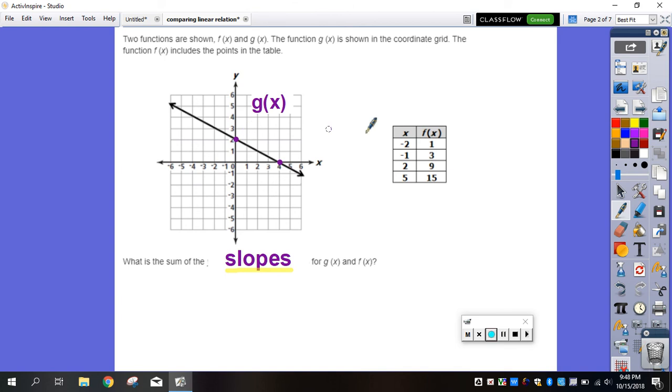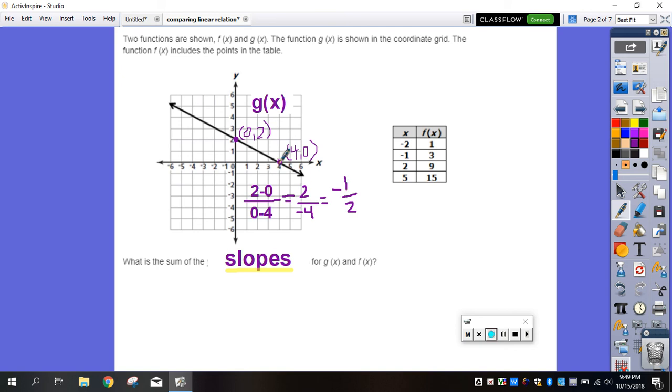This point would be 0, 2, and this point would be 4, 0. And I could plug those into my slope formula, y2 minus y1 over x2 minus x1. I would do 2 minus 0, subtracting my y's, 0 minus 4, subtracting my x's. And once I simplified that, 2 minus 0 is 2, 0 minus 4 is negative 4. Reduce that and you get negative 1/2. So my slope for g of x, the rate of change, rise over run, is negative 1/2.